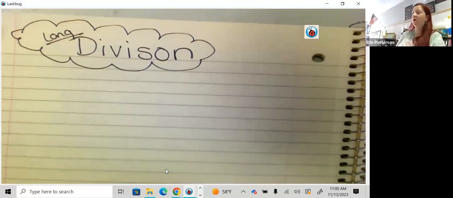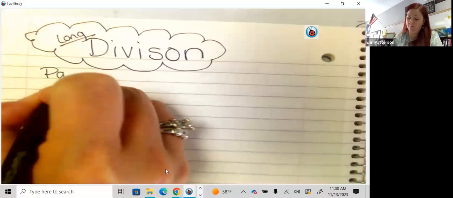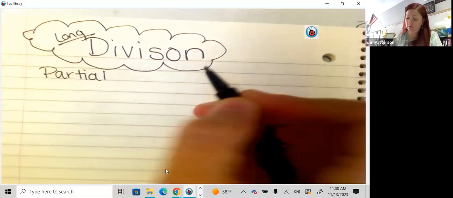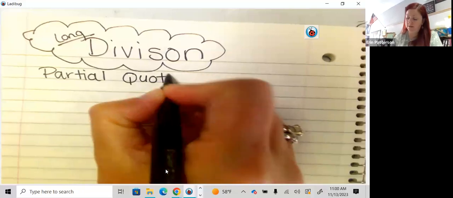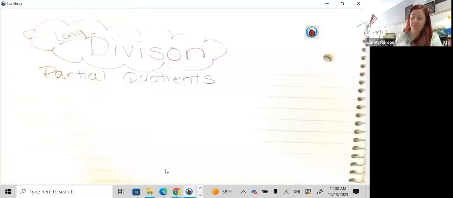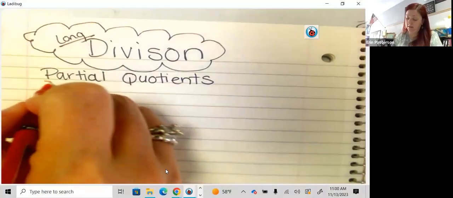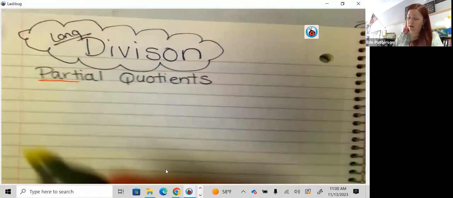When we do long division, we're going to have partial quotients. And I see the word part. Highlight it, part.